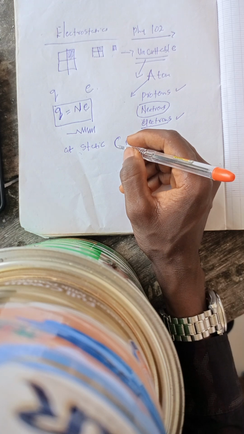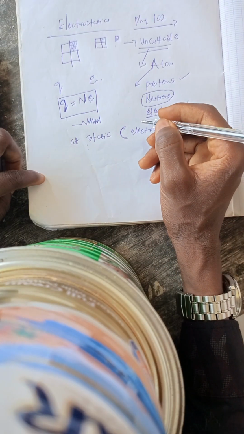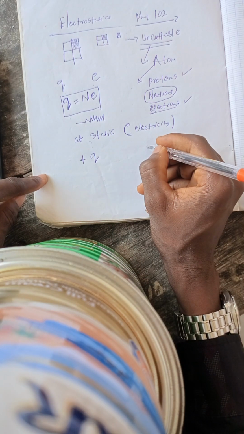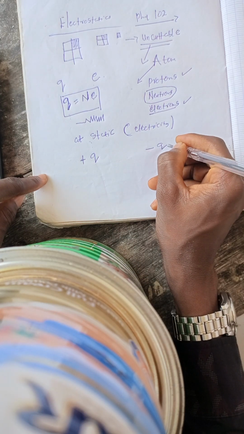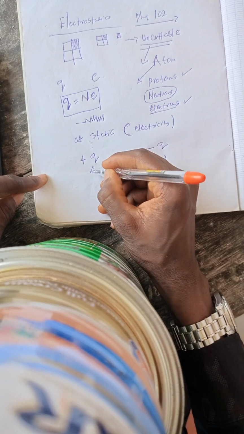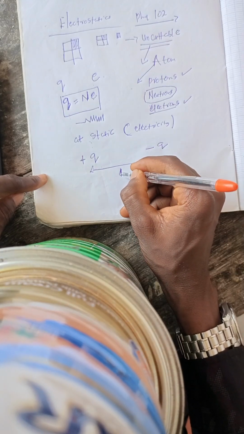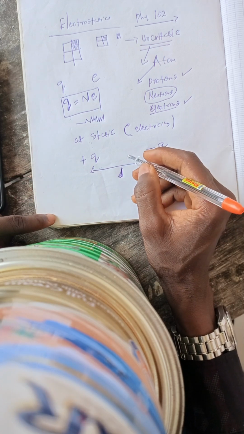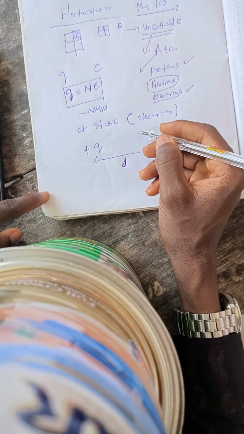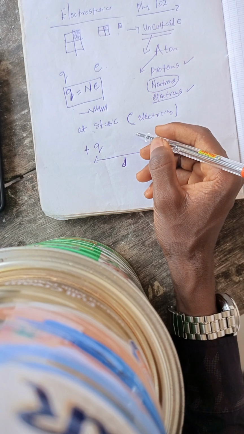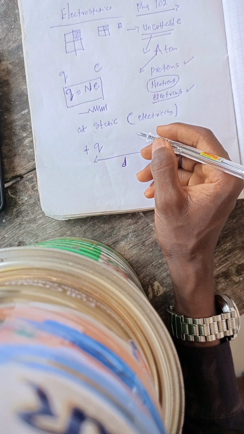Now there are some important concepts you need to understand about charges. Let's say this is a positive charge, and this is a negative charge. There is a distance between these two charges, so we'll consider the distance. Likewise, we'll also consider the current. Since we are dealing with charge, there's no way you talk about charge without considering the concept of current.